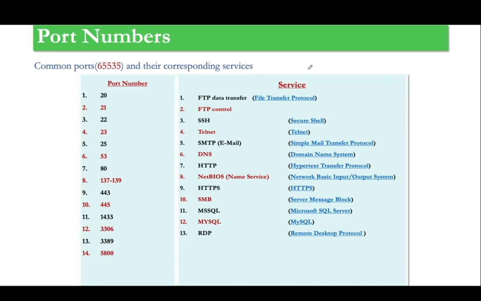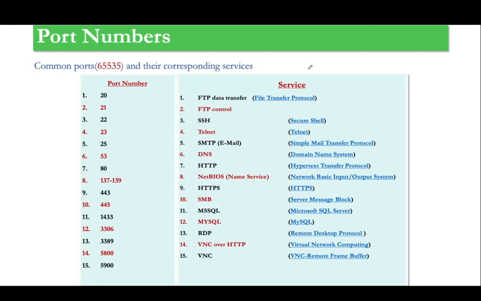Sorry, 3389 is used for remote desktop protocol, and 5800 is used for VNC over browser, and 5900 port number is used for virtual network computing with a remote frame buffer. So these are a few important port numbers which most pen testers use, right? So this is something about the internet protocol suite services and the port numbers which are assigned to these services.